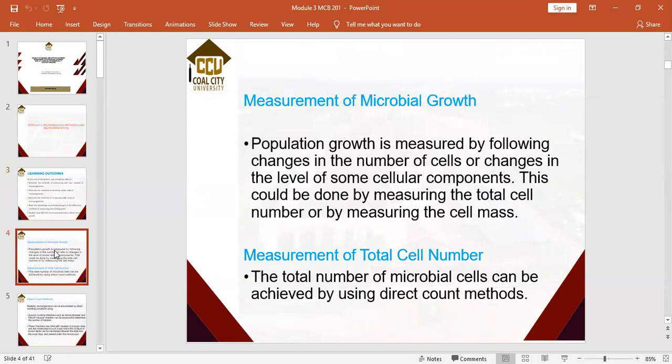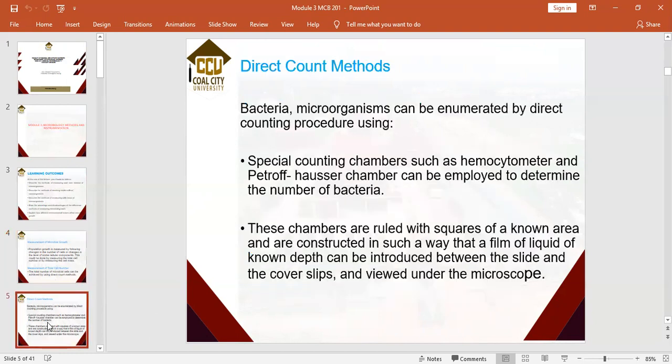So what are the measurements of microbial growth? Population growth is measured by following changes in the number of cells or changes in the level of some cellular component. This could be done by measuring the total cell number or by measuring the cell mass. The total number of microbial cells can be achieved by using the direct count method. In the direct count method, microorganisms can be enumerated by directly counting them.